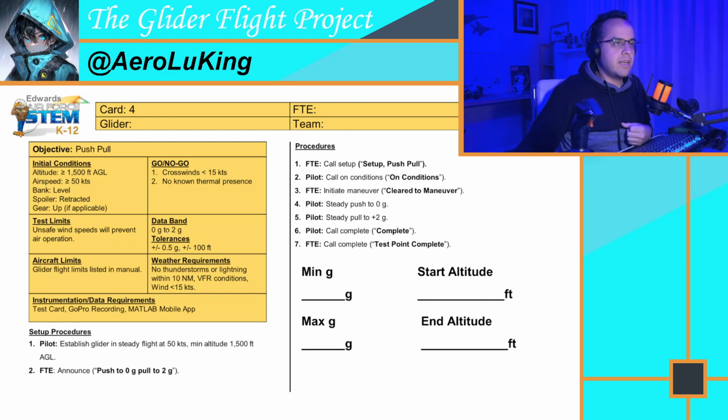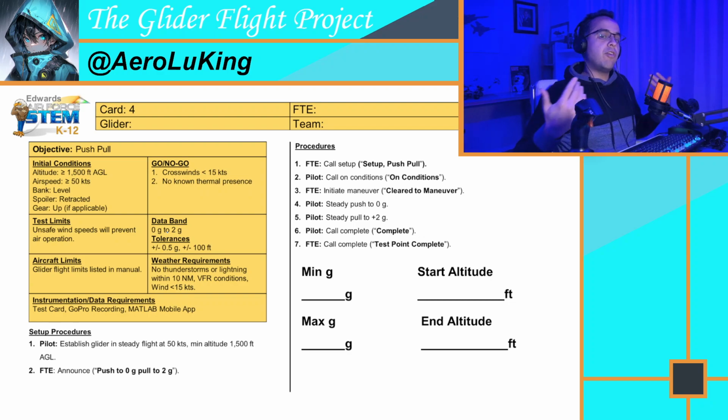A G means the gravitational pull that Earth has on you. So you sitting down watching this video, wherever you're at, you're feeling 1G. The equivalent of the Earth pulling on you, either 9.8 meters per second squared, or if you convert it into feet, about 32 feet per second squared. So you're going to experience 0G, meaning feeling like you're falling, to then feeling 2 times your weight.